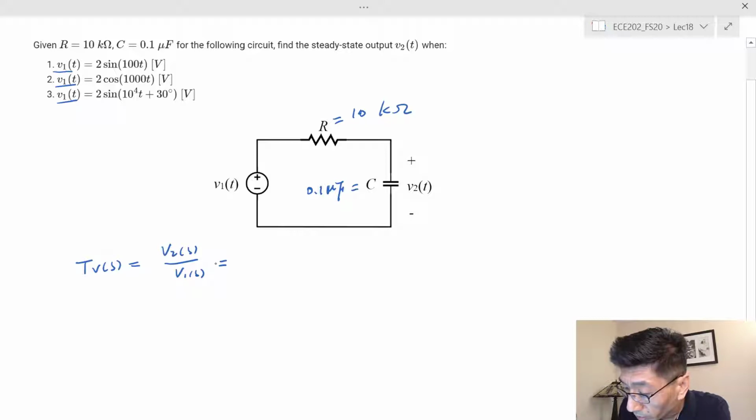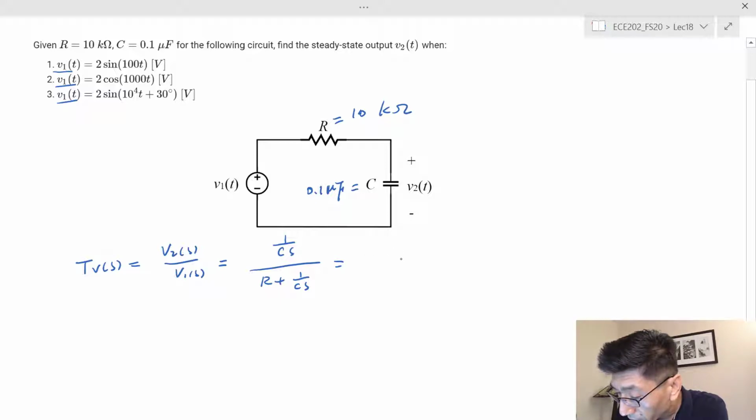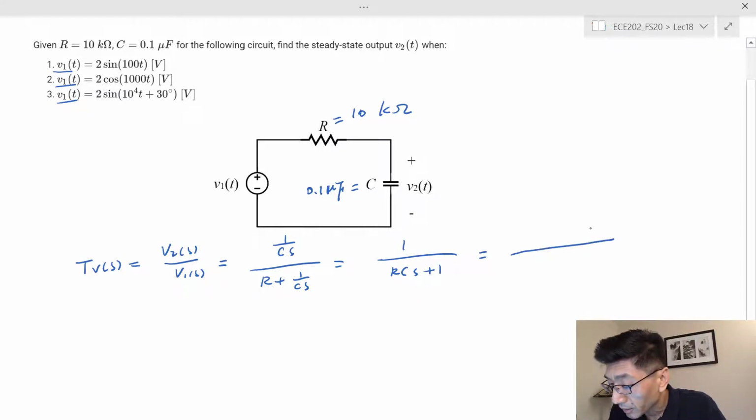This is straightforward voltage division, so that's 1 over Cs over R plus 1 over Cs. If we multiply Cs on both sides, we have 1 over RCs plus 1. If we want the coefficient in front of s to be 1, we divide by RC on both numerator and denominator. So 1 over RC over s plus 1 over RC.